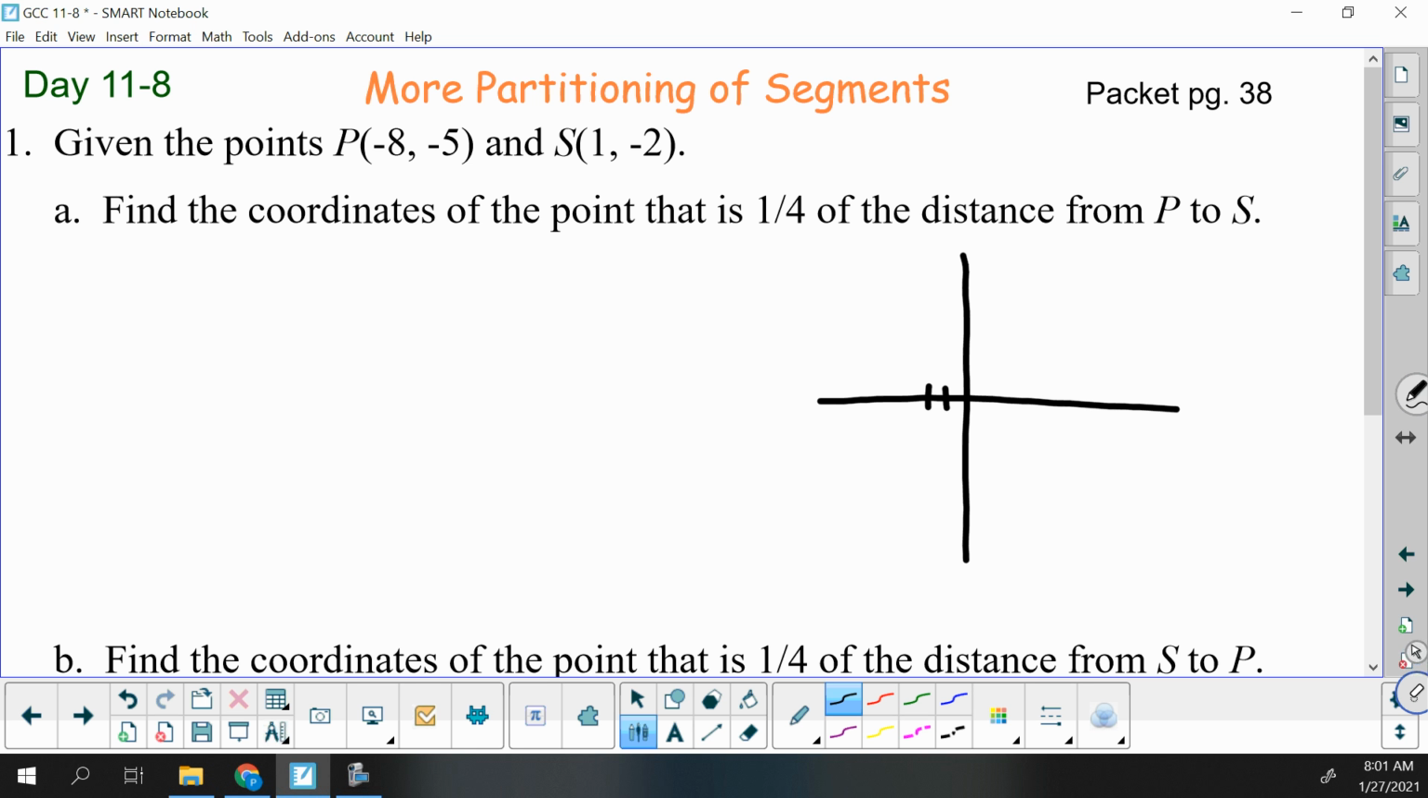We got -8, -5. So that's our point P. And then we've got 1, -2 is point S.